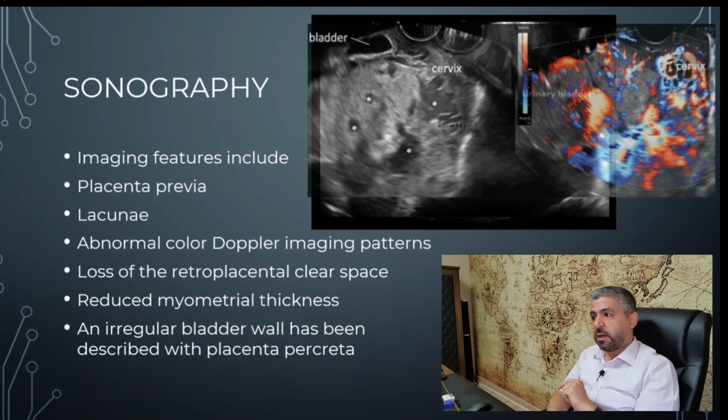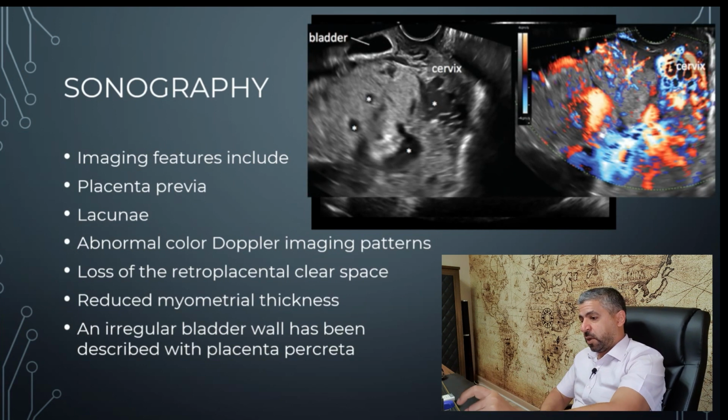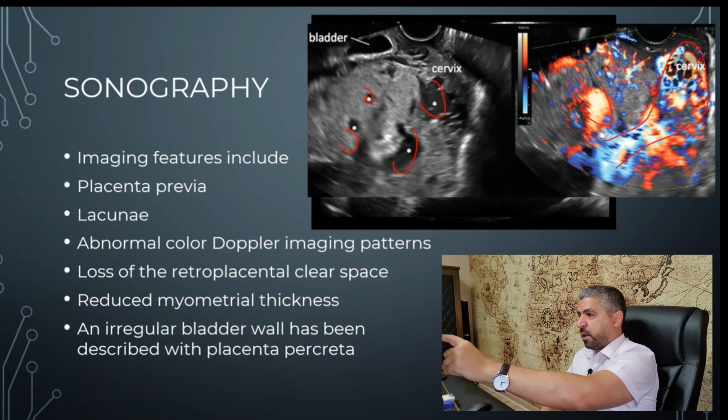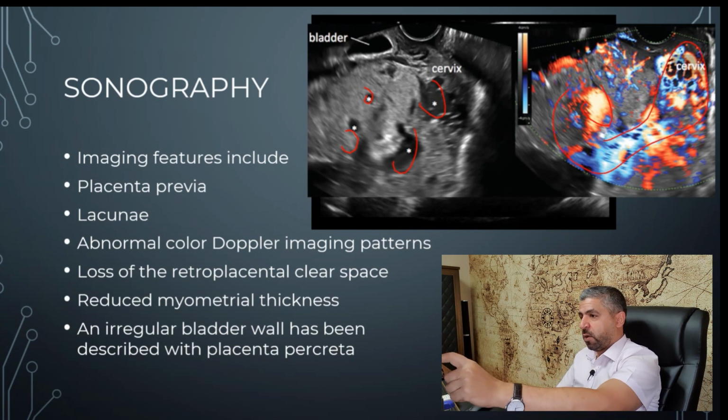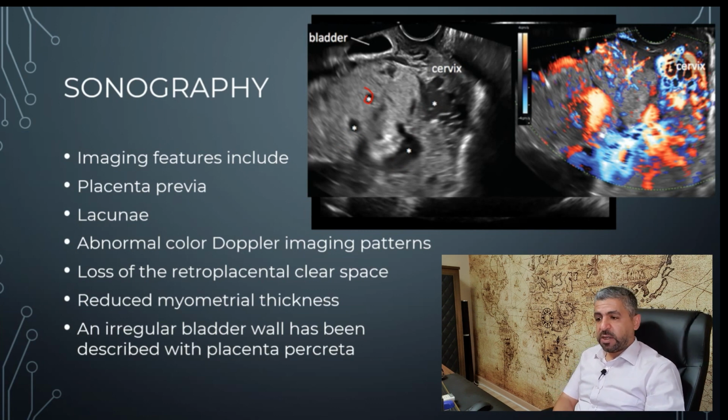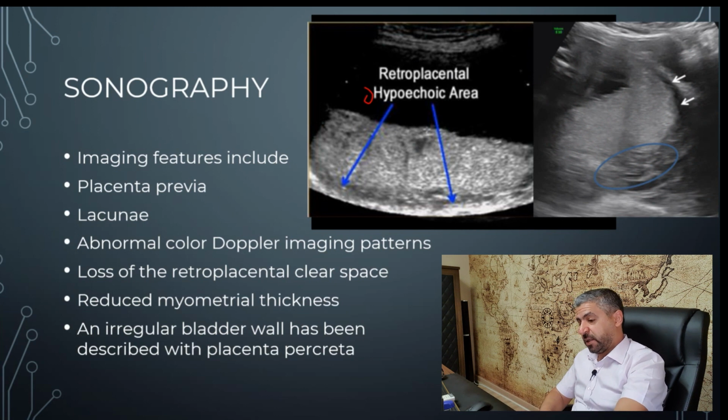If we see abnormal color Doppler signal intensity, and you can see here in the ultrasound exam, there are prominent lacunae here and there, and when you put a color Doppler, there is markedly increased vascularity all over. So this is very suspicious of placental invasion. And loss of the retroplacental clear space. Personally, I think this is not something easy to estimate. So we should be careful with that.